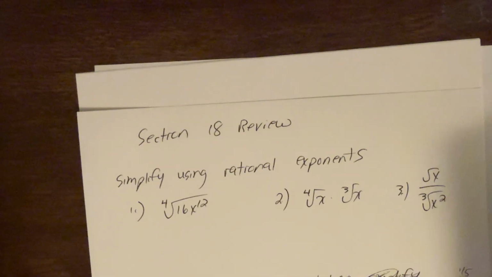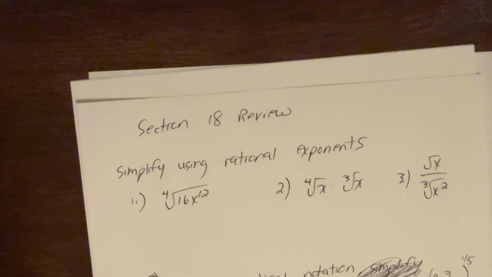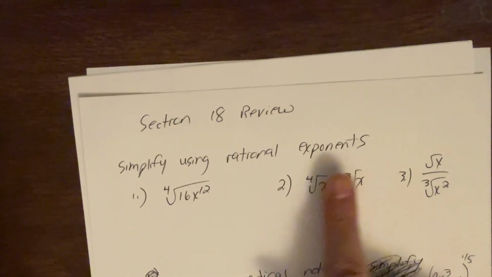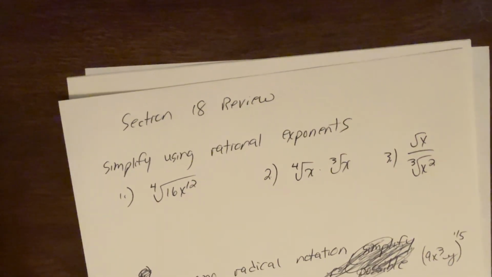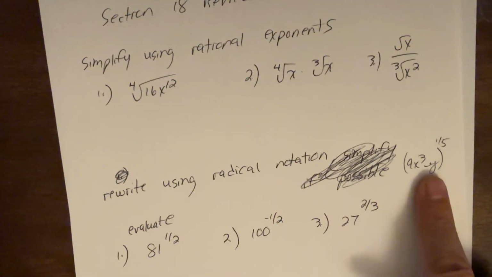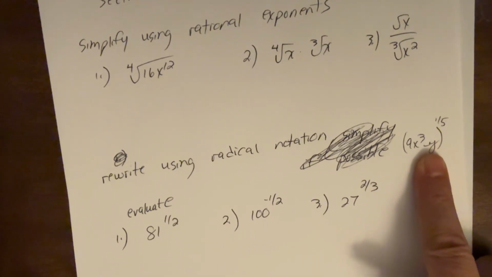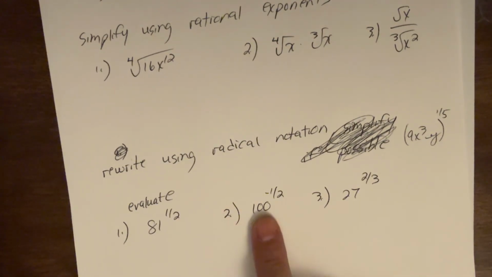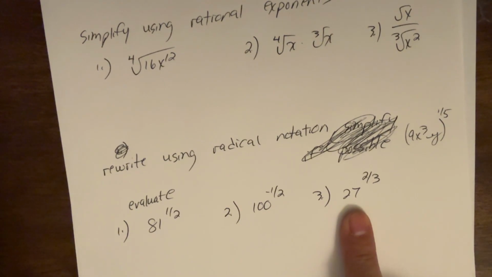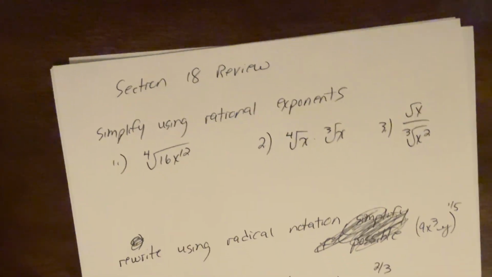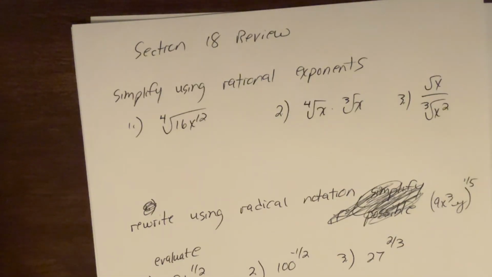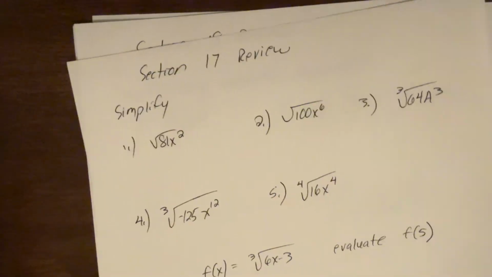And then section 18, we are going to use rational exponents to simplify this group. We're going to rewrite this using radical notation. And then we are simply going to evaluate these 3 values. So, going back to 17, let's jump in.